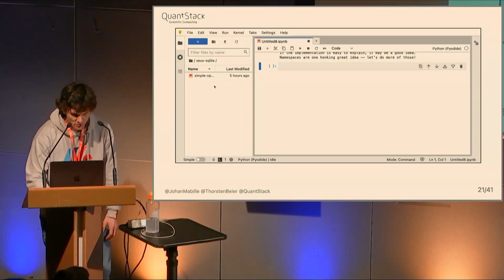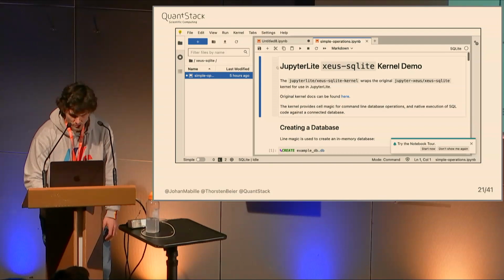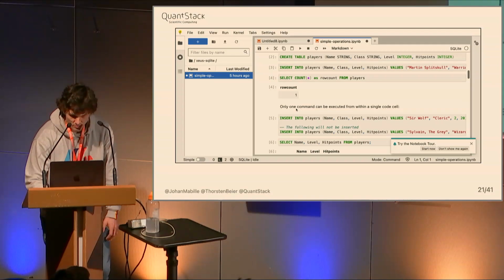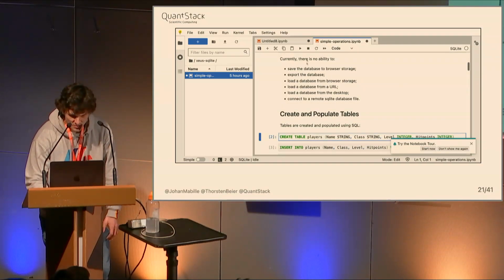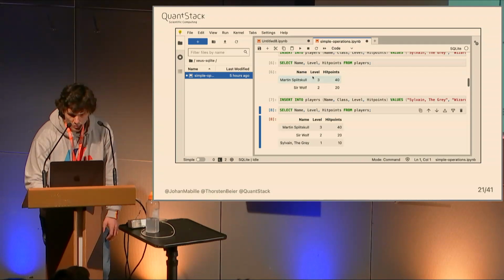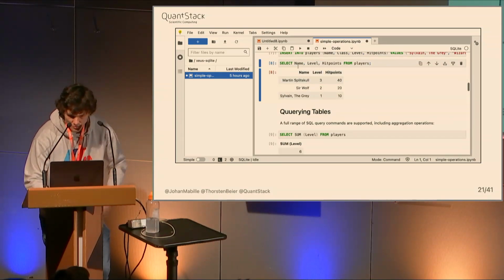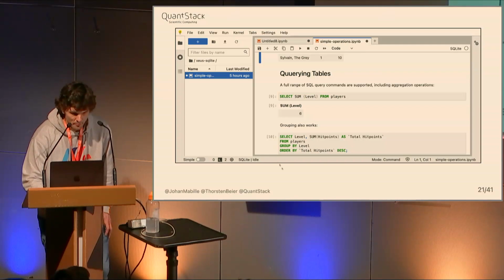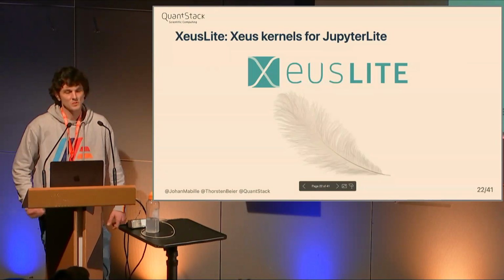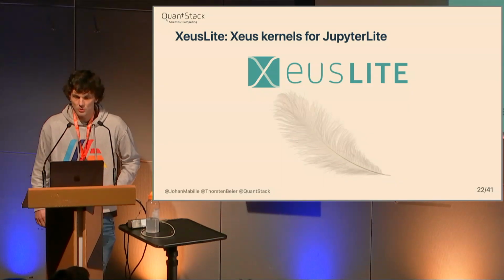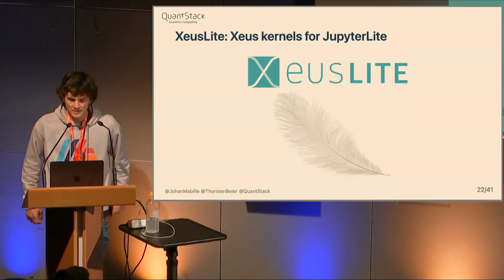For instance, there's also a SQLite kernel where you can run SQL commands. I'm not that good in SQL, so I'm just clicking through the stuff here. But essentially, you see the point. So you can query the database and so on. Yeah. So now, how can we utilize Xeus such that the kernels from Xeus are used in JupyterLite?